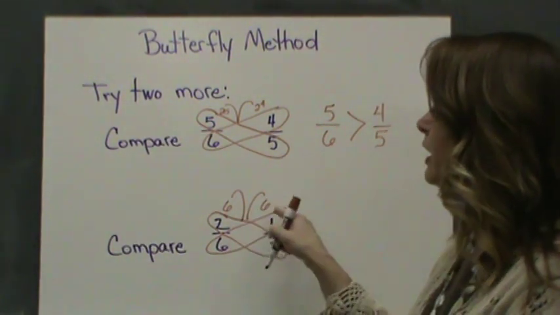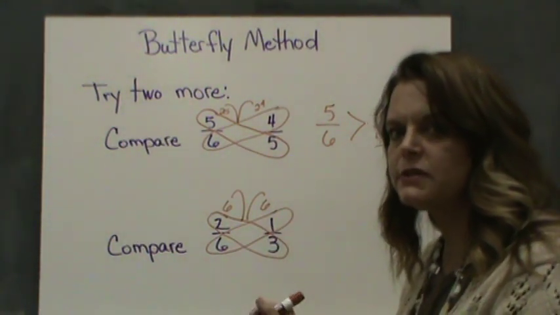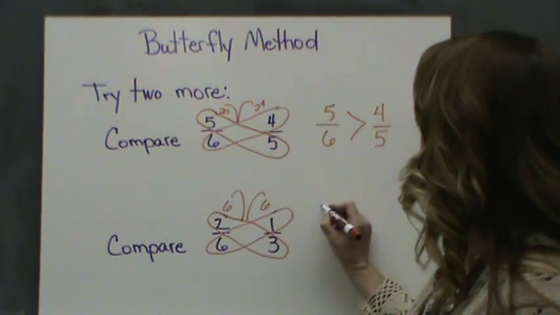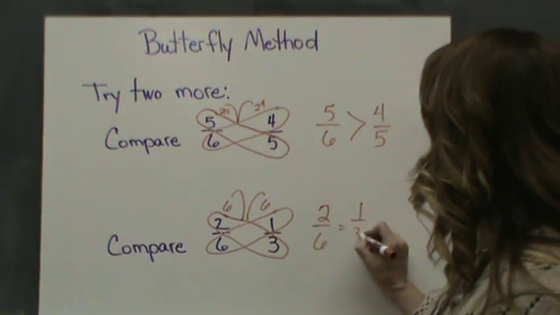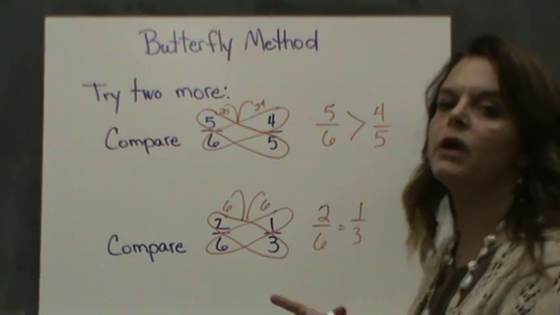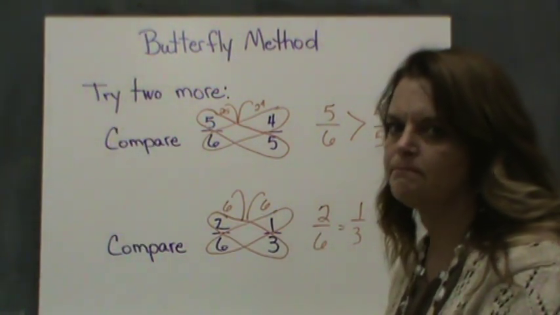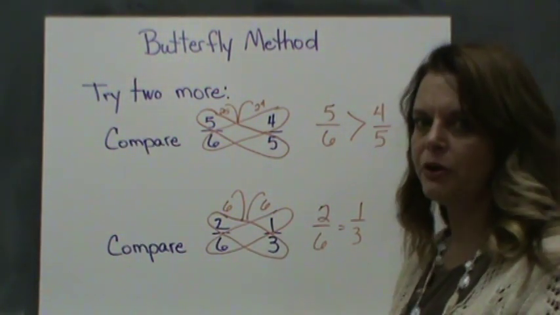So if my products are equal, what does that tell me about my fractions? It tells me that my fractions are equal. 2/6 is equal to 1/3. So 2/6 and 1/3 are equivalent fractions. I hope you enjoy the butterfly method.